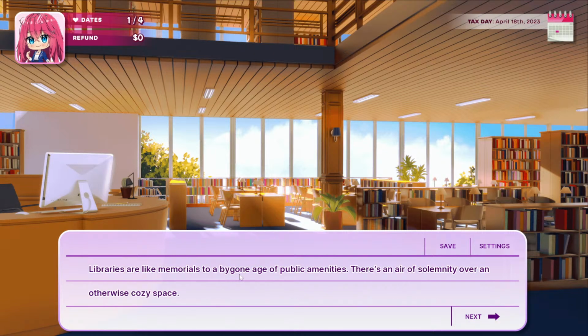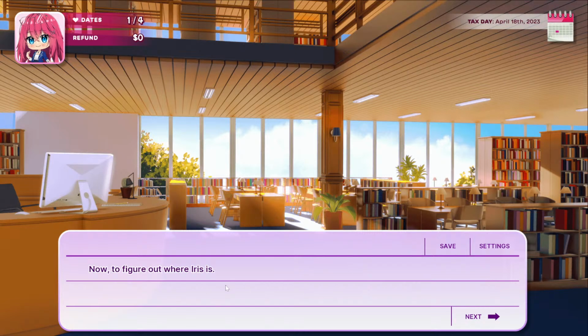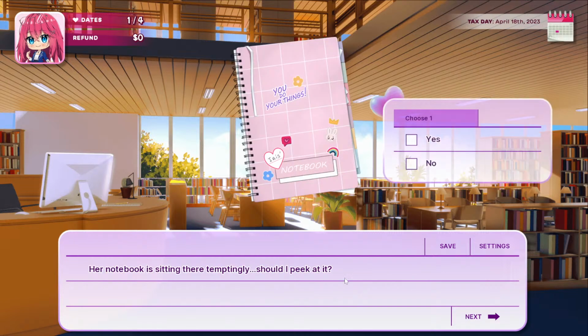Libraries are like memorials. There's an air of solemnity over an otherwise cozy space. Now, to figure out where Iris is. There's a library assistant desk toward the front with a foamy pink notebook on it. It really is recognizable. Don't see Iris though. Maybe she's off in the stacks shelving books or something. Her notebook is sitting there temporarily.